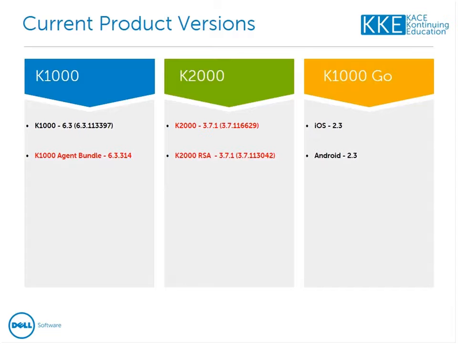K2000 was updated recently, 3.7.1, which is a service pack, and there also is a hotfix on top of that. The hotfix brings it up to 3.7.116.629, and that does bring 10.10 Yosemite support, so that you can build net boots with that to the K2000, and then the accompanying RSA version there, and then K1000 Go app for iOS and Android.